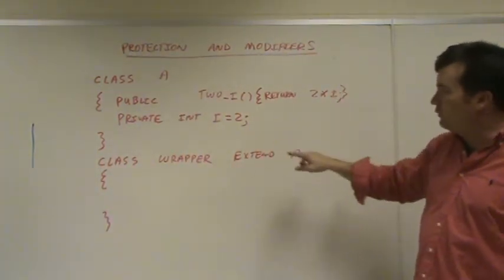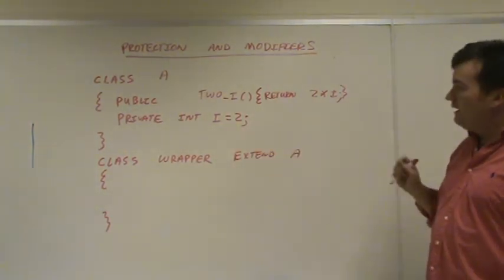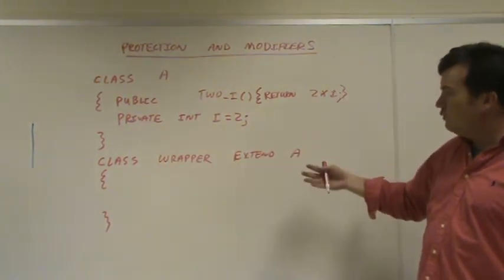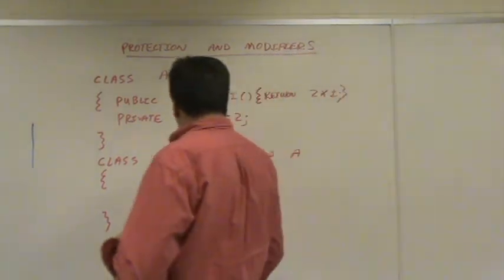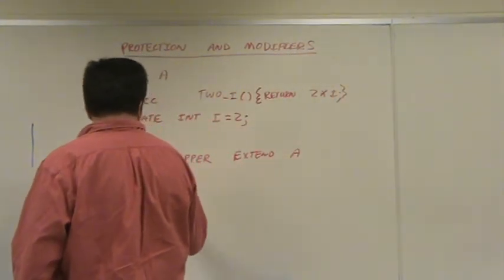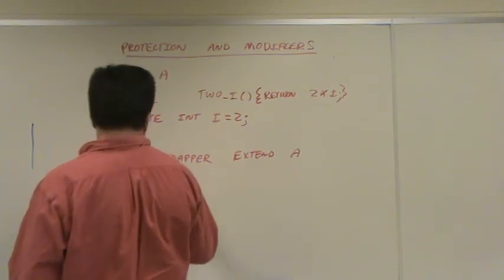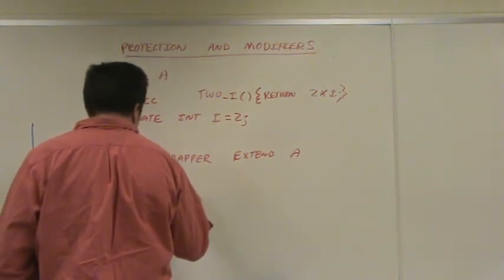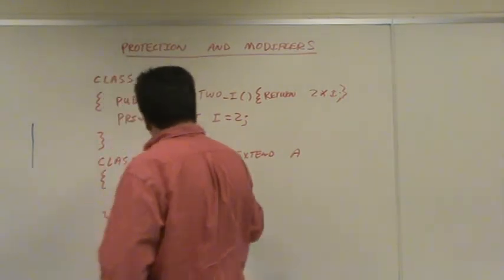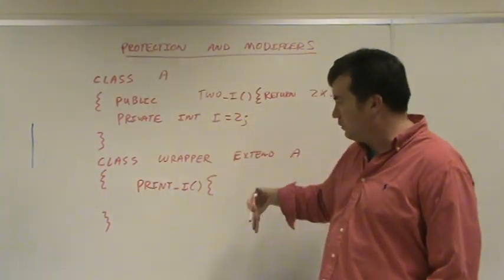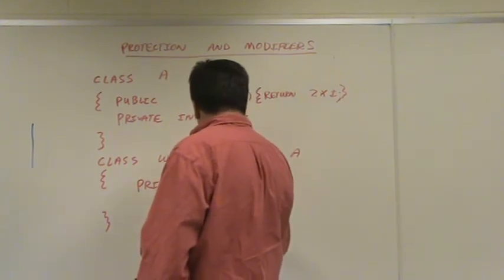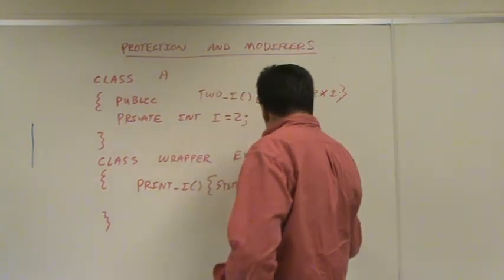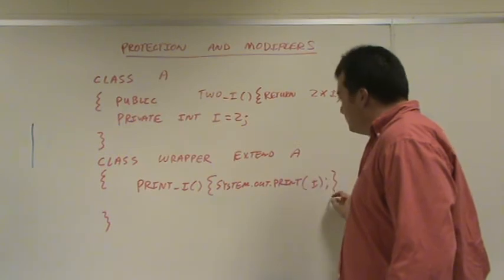But suppose somebody got nosy and wanted to see I directly. If we inherit everything that's private, they could create a wrapper class, which means they automatically inherit everything, and then they could add a method called print I, which would, because it now has access to this private field, if we allowed this to happen, we could do this. And we could print it out.